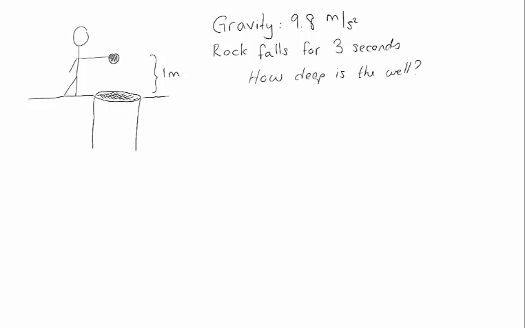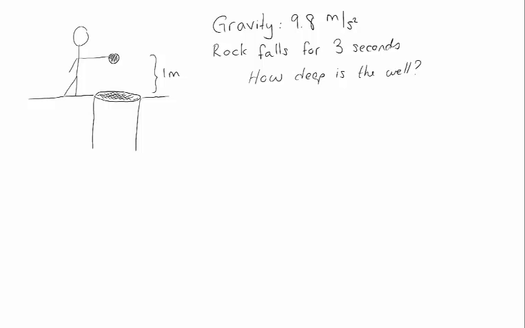Now on Earth, gravity has a force of acceleration of 9.8 meters per second. That means no matter how fast something is falling, it's going to fall faster and faster, and in particular, it's going to accelerate at 9.8 meters per second every second. So its speed increases by 9.8 meters per second each second.